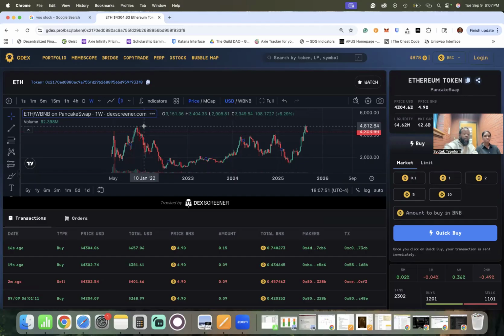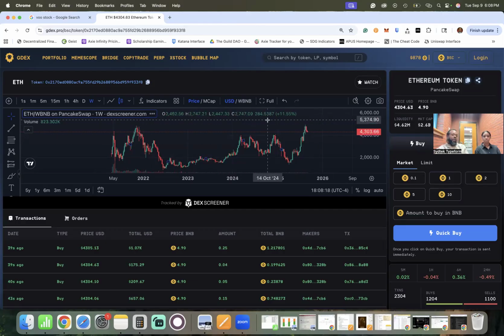ETH at 4,800. That was 2022, right? It just tapped 4,900. Yeah, roughly 4,900. In 3 years. So Ethereum tapped the all-time high and dumped right back down. That was a $100 difference. Something like that.